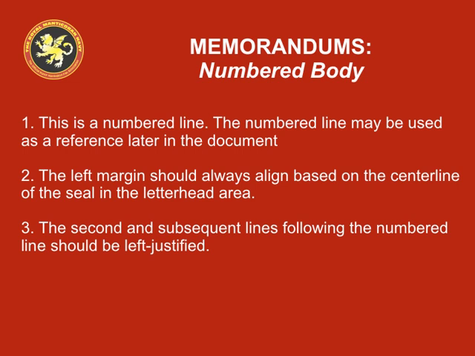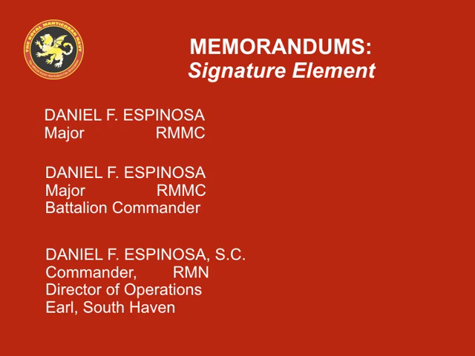For printed versions of the letter, the left margin should align with the center of the seal. All subsequent paragraphs should be left justified to match the first line. Any subparagraphs should be tabbed 1/2 inch and be left justified to match the indent.